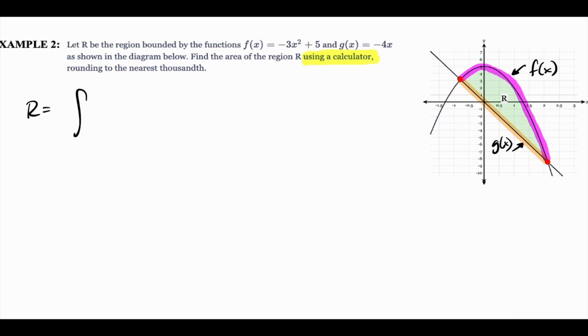R equals, we still don't have the bounds, but I know what the top is. The top's going to be f. Negative 3x squared plus 5 minus g, which is negative 4x dx. I can use my calculator, which is nice, but I need bounds first. Calculator won't do integration, it won't do area under the curve unless you give it bounds.